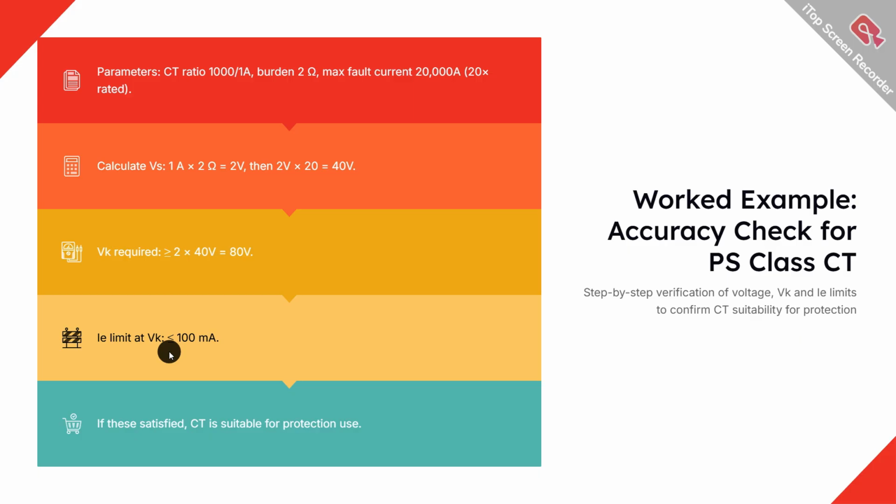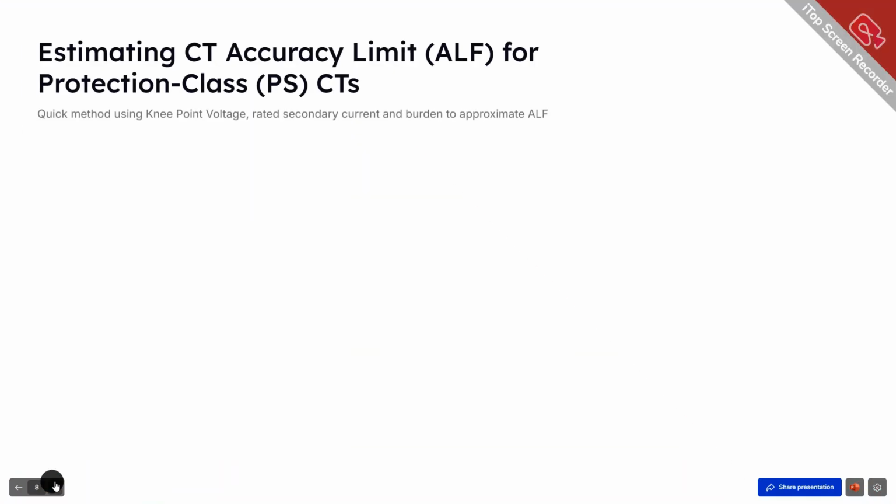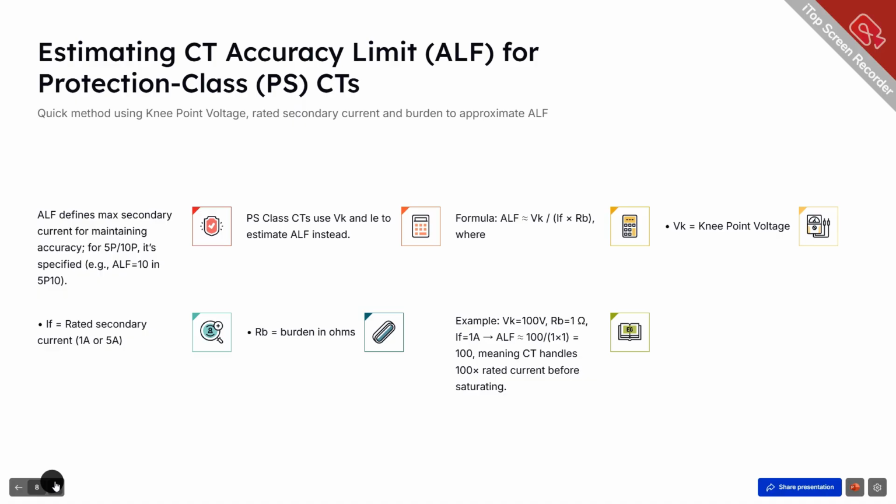If all satisfied, then the CT is within the suitable limit. Okay, so this is how we have to check the accuracy class for PS class CTs. Then what is another one? ALF. What is ALF? How to calculate ALF for these PS class CTs? So here you can see ALF means VK divided by fault current into burden. So in this formula you can apply and you can calculate the accuracy limit factor for PS class.